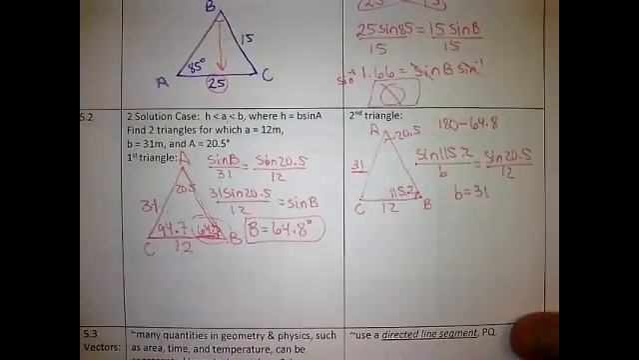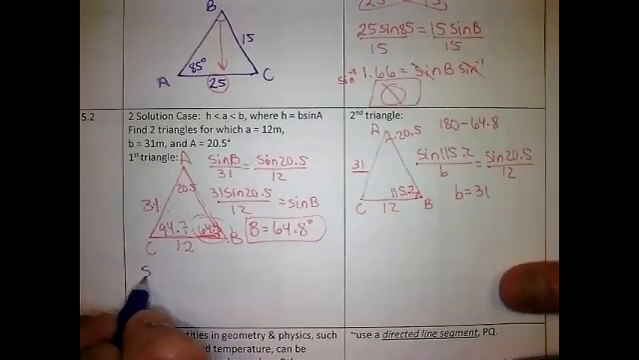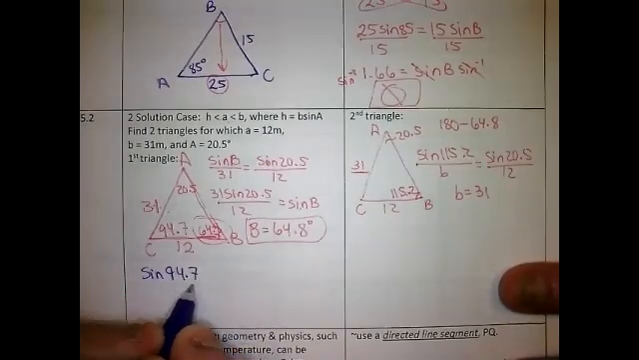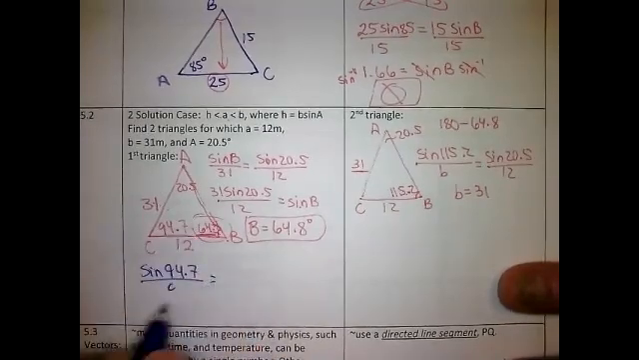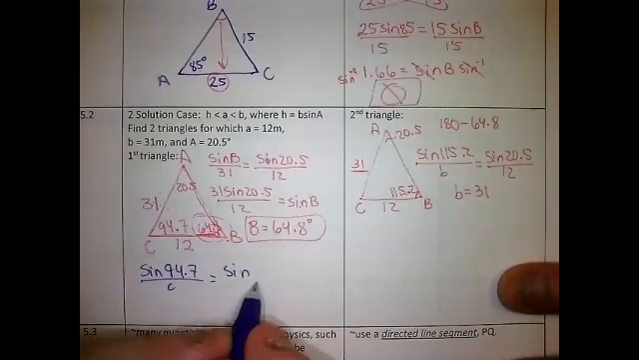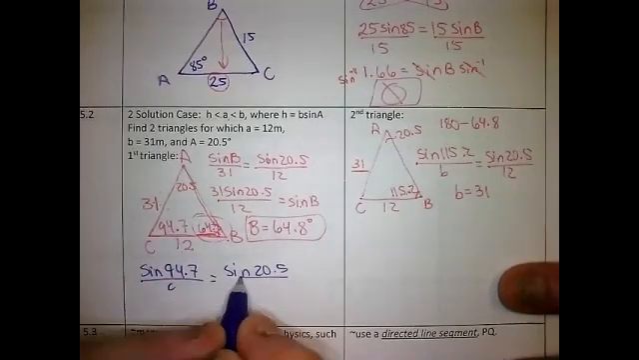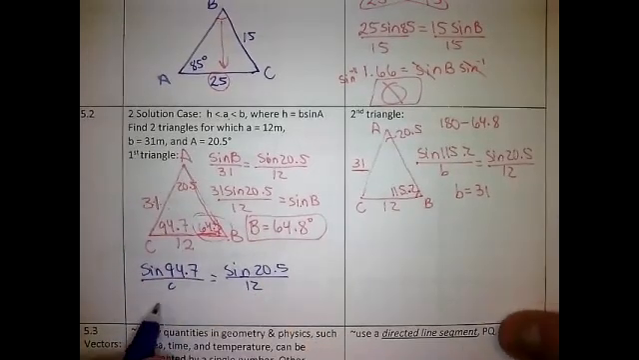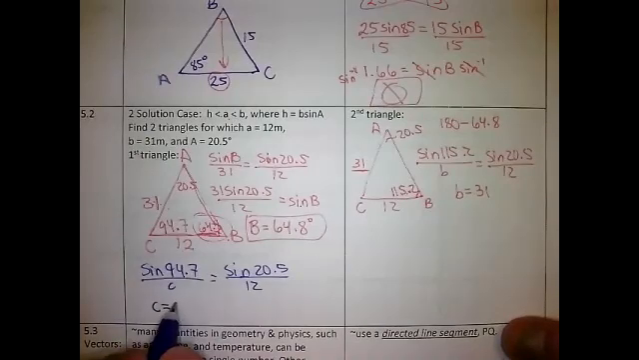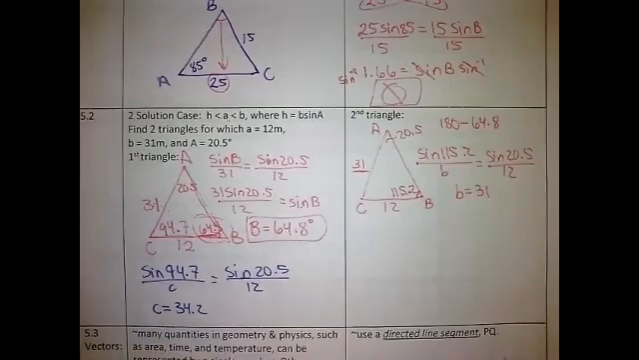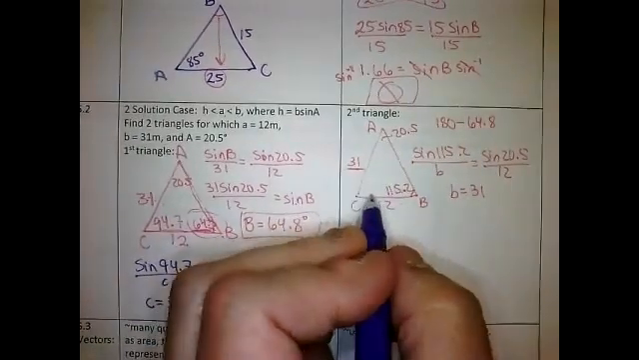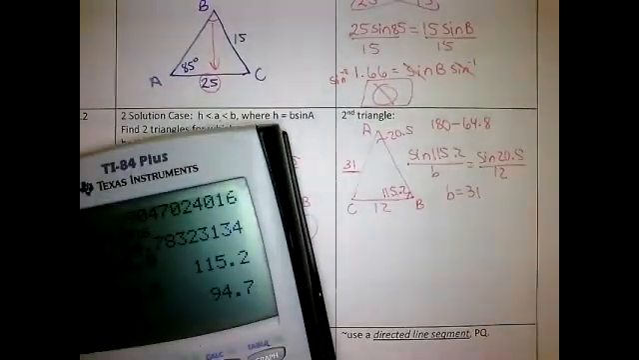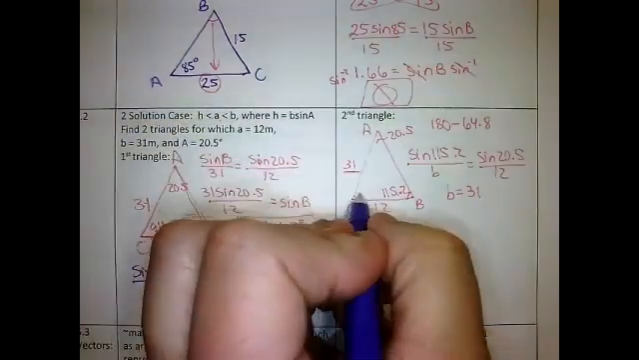So now we need to go on ahead and finish solving this thing. We're going to say sine of 94.7 over side C equals sine of 20.5 over 12, the one with the information I already have. When I do this, I get that side C equals 34.2. Same thing here: now I can find my other angle C. So I'm going to say 180 minus that 115.2 minus that 20.5, and it leaves me with 44.3 degrees.